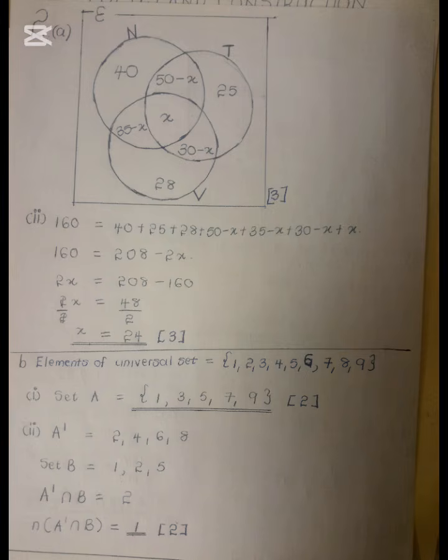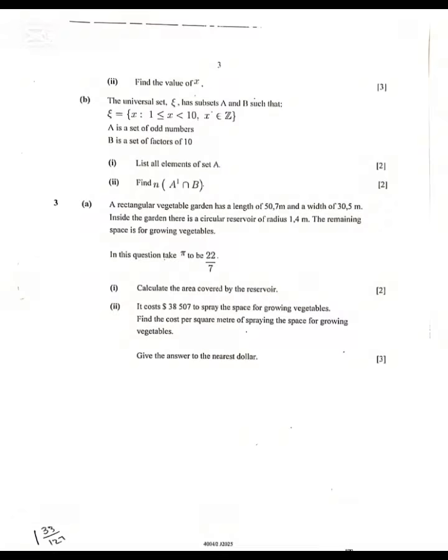And then we shift minus 2X to the other side, it is going to be positive. And then we shift 160 to the other side, it is going to be subtracted. So 208 minus 160, we get 48. And then we say 48 divided by 2, we get 24, which implies that the value of X is equal to 24. And then part B, it was again a question on sets.